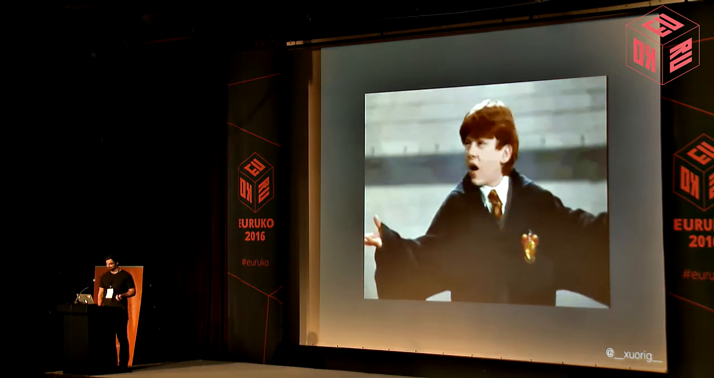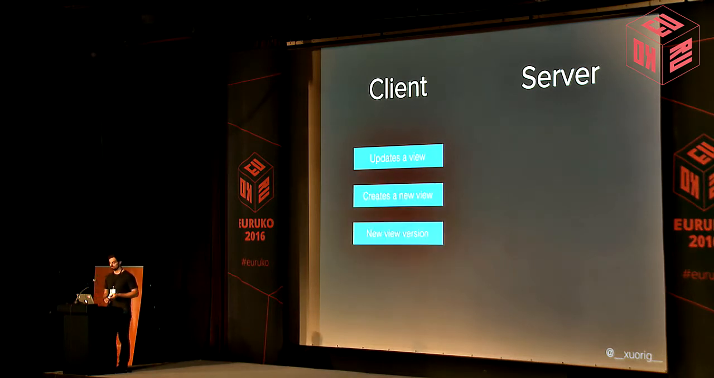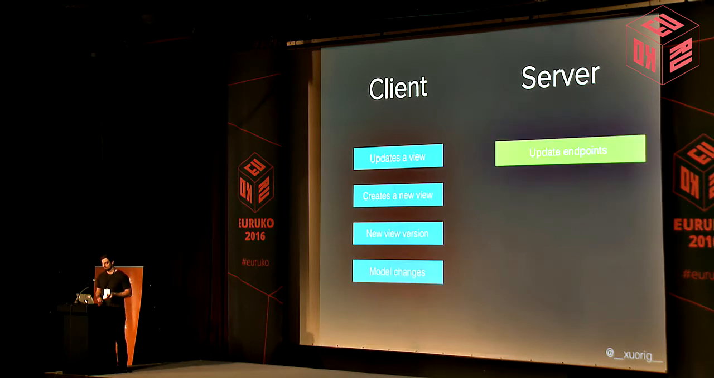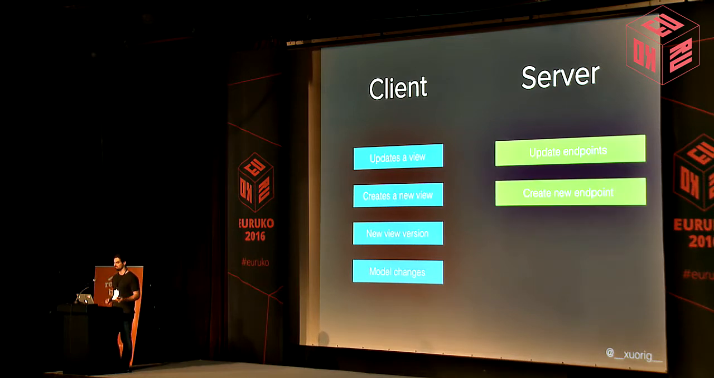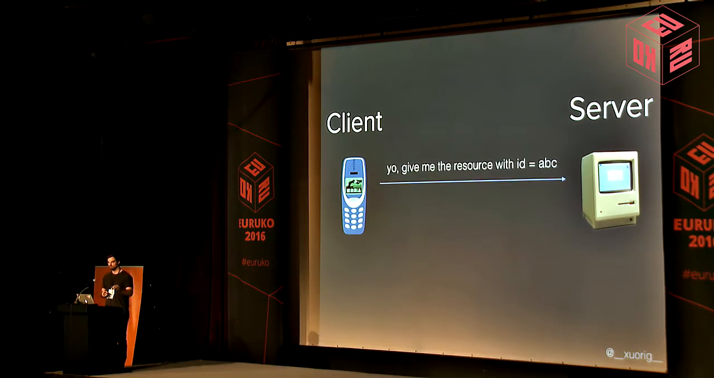It's a little annoying, right? So what ends up happening is that every time our client updates the views, creates a new view version or just the model changes itself, our server needs to either update endpoints or even worse, create new endpoints specific for these changes. And that's because, if we come back to the REST or reusable endpoints method, we have a specific relation between the client and the server, right? Our client's like, yo, give me the resource with ID ABC. And the server just responds, here's that resource with ID ABC.